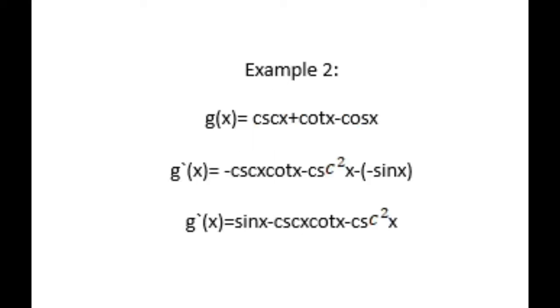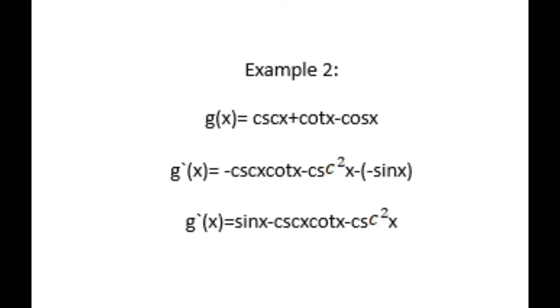Given number 2, g of x is equal to cosecant x plus cotangent x minus cosine x. So the next thing to do is we're going to find their derivatives. The derivative of cosecant is negative cosecant times cotangent, and then the derivative of cotangent is negative cosecant squared, and the derivative of cosine is negative sine.